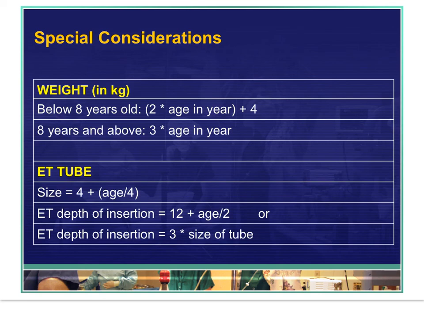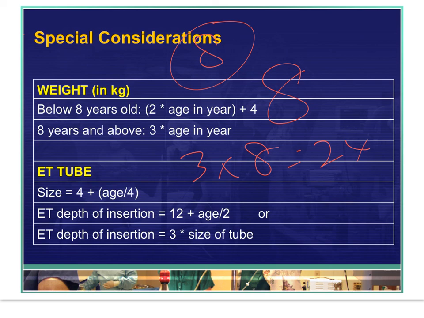In terms of weight estimation, below 8 years old it is 2 times age plus 4, or in some cases 2 times age plus 8. For 8 years and above, it will be 3 times age. So let's say we take 8 years old, so it will be 2 times 8, 16, plus 8, it will be about 24 kilos. If we use the other formula, 3 times age, it will be 3 times 8, it will be 24 as well. And so it's easy to remember, the cutoff is 8 years old.